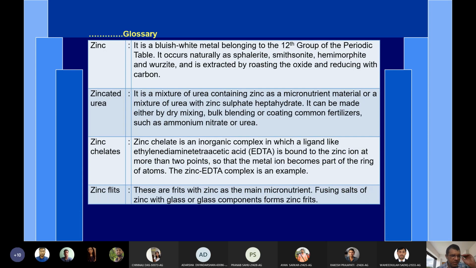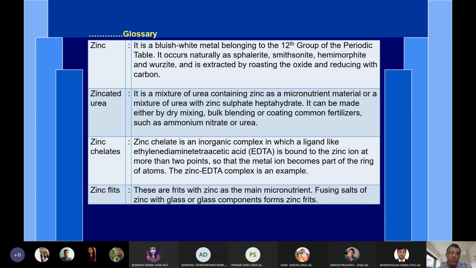But I would like to discuss zincated urea. So zincated urea is in the market, and it is a mixture of urea containing zinc as a micronutrient material, or a mixture of urea with zinc sulfate heptahydrate. It can be made either by dry mixing, bulk blending, or coating common fertilizers such as ammonium nitrate or urea. So zincated urea is actually urea coated with zinc oxide. The coating agent is zinc oxide, which contains about 80-81% of zinc.